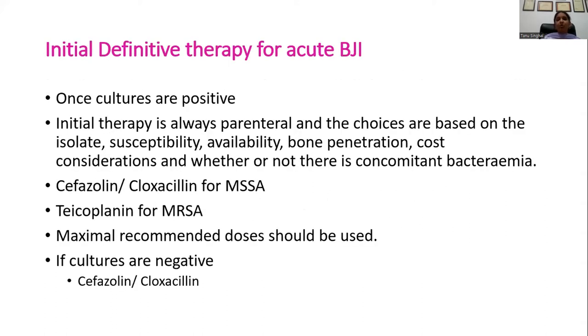Now, what to do once your cultures are positive? Because as we heard, cultures may be positive 50% of the time. Either it is a blood culture which is positive, or a joint fluid culture, or a tissue culture. Now, your initial therapy has to be IV only, and these choices are based on what the pathogen is, what is the susceptibility, what is the availability, cost, bone penetration, and also whether there is coexistent bacteremia or not.